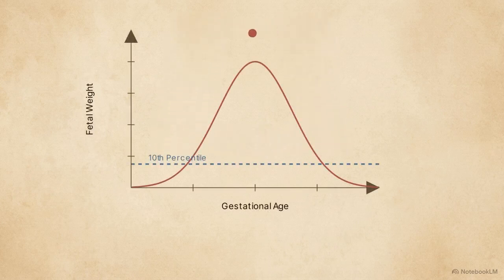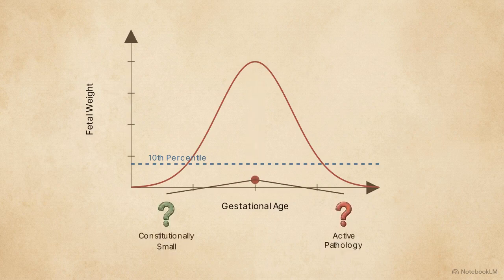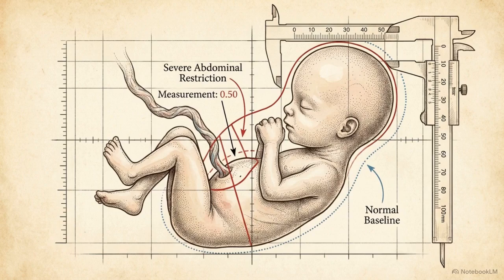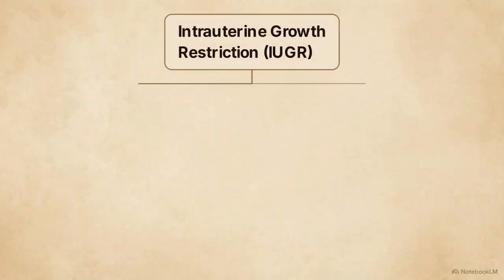When the calculation plots a fetus below the 10th percentile, the clinician must determine if the measurement indicates a constitutionally small fetus or an active pathology. To differentiate a healthy, small fetus from one in severe danger, we have to look past the top-line dimensions and identify the specific physiological markers of intrauterine growth restriction, or IUGR. Intrauterine growth restriction manifests in 2 distinct anatomical phenotypes.